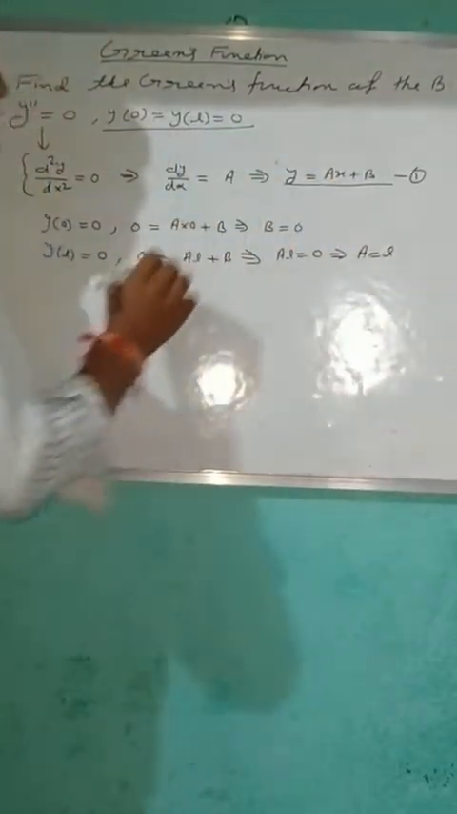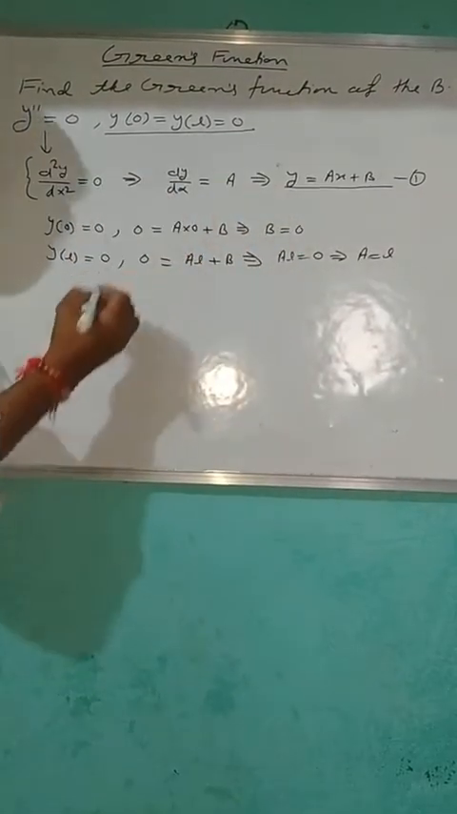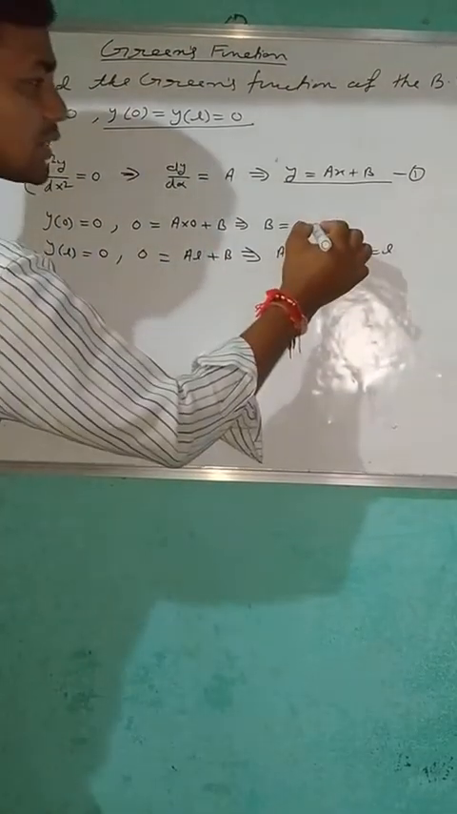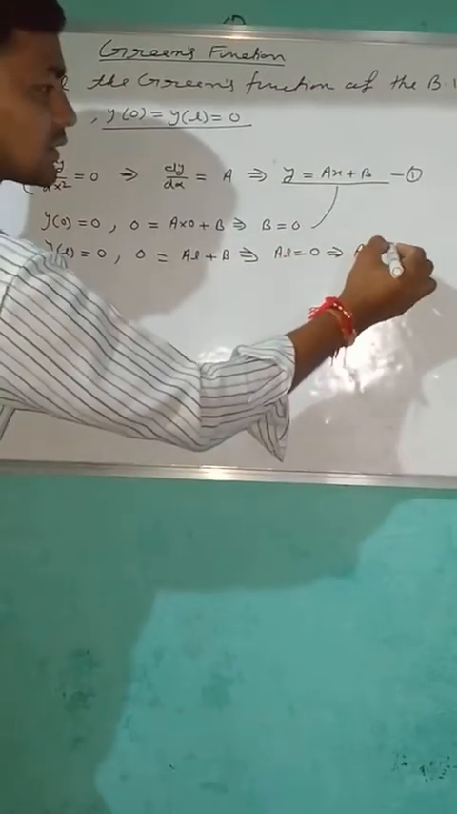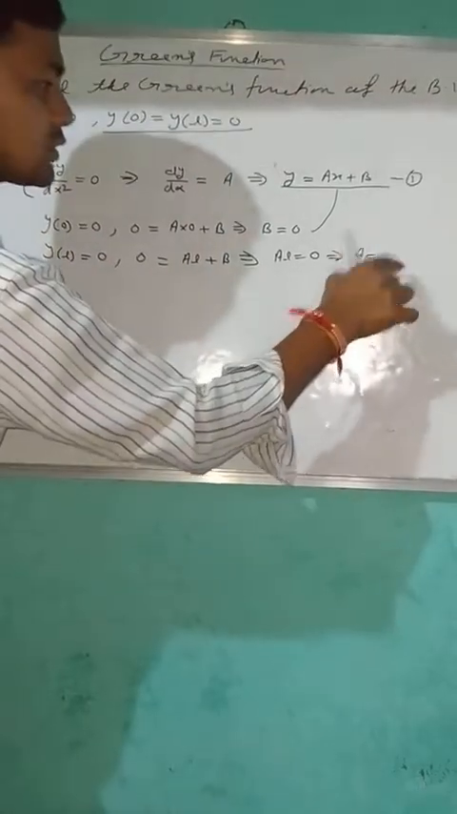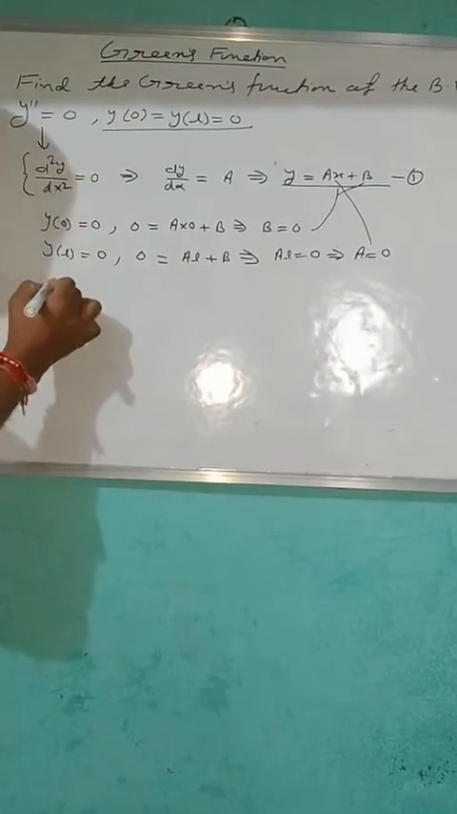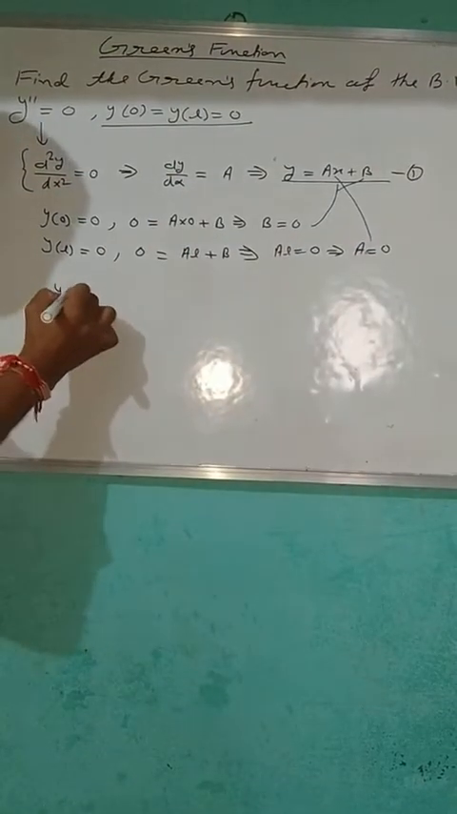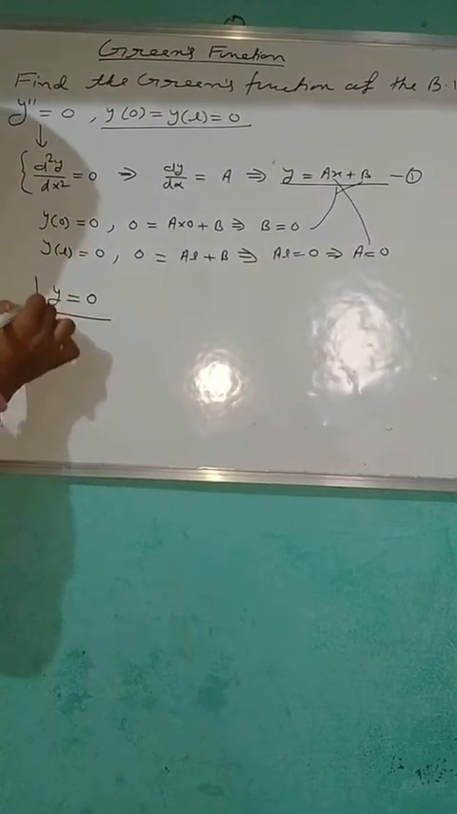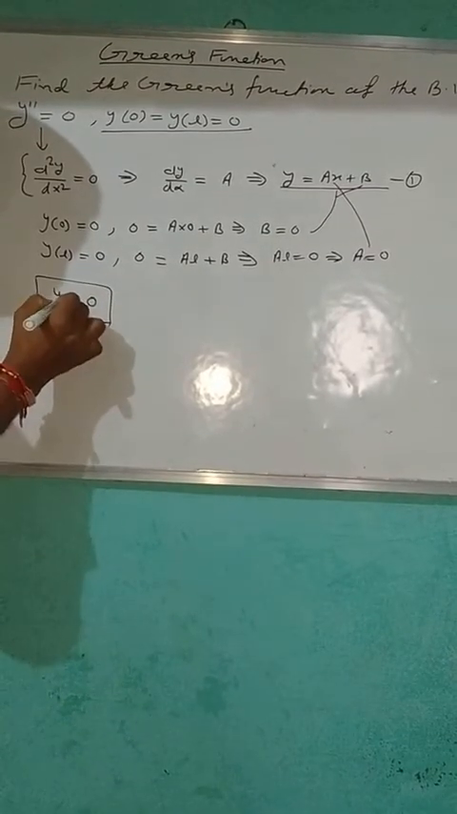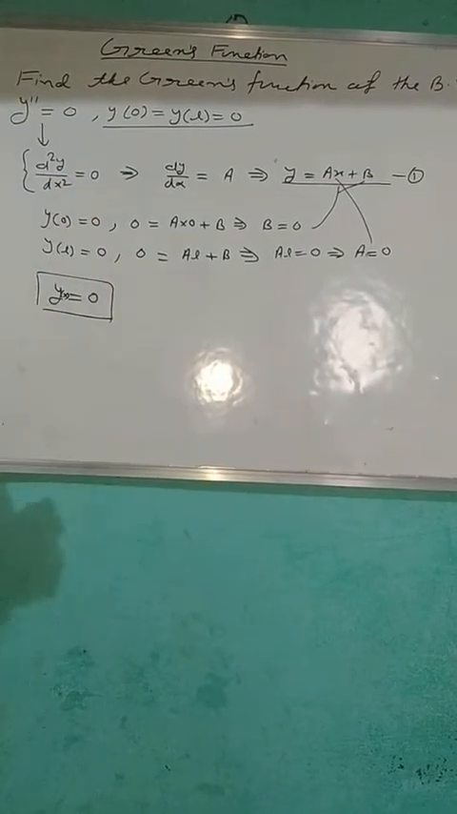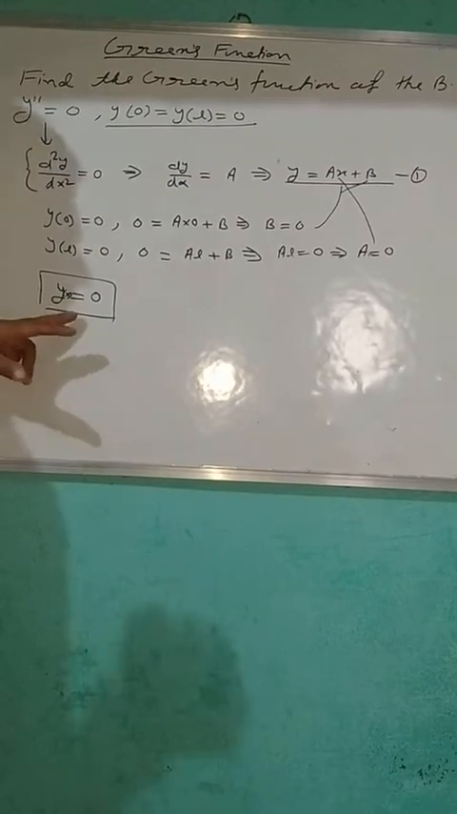Both constants are 0. When we put the values of a and b in this equation, the total solution of this differential equation is y = 0. It means y(x) = 0 is the solution of the differential equation. This solution is the trivial solution.